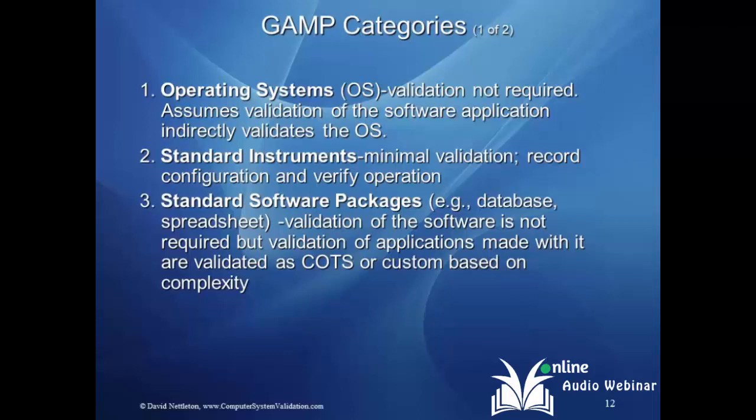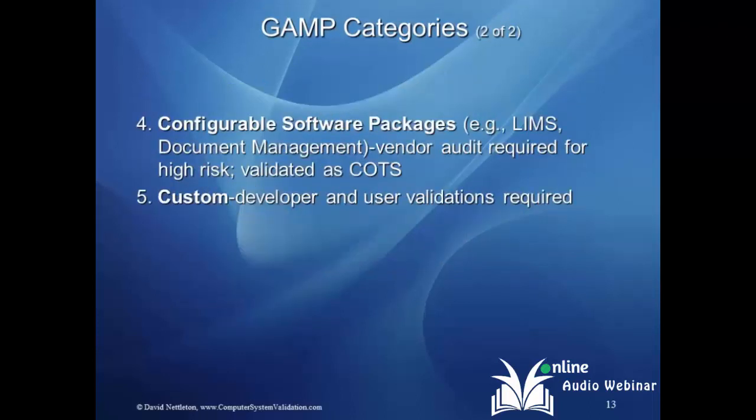GAMP category 3, okay? A standard software package. A standard software package is a piece of software that's used to make an application. Now, GAMP category 4 is also COTS software. It's called configurable software package.